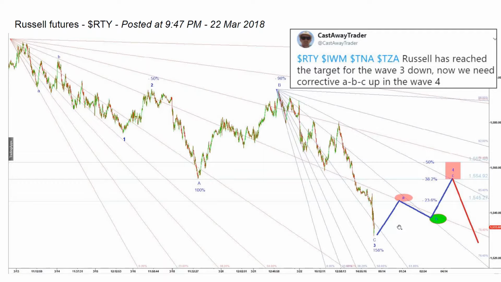So I thought at that moment it was 10 p.m. and probably this is my only excuse why I made that mistake. I for some reason decided that's the bottom, and I posted Russell has reached the target for the wave 3 down, now we need a corrective ABC up in wave 4. And almost immediately, frankly speaking, once I posted that, I realized my mistake, and my mistake was in that number, 158%. Under Harmonic Elliott Wave, we have a very strict rule that a wave 3 can bottom at least at 176.4% extension of the wave 1.